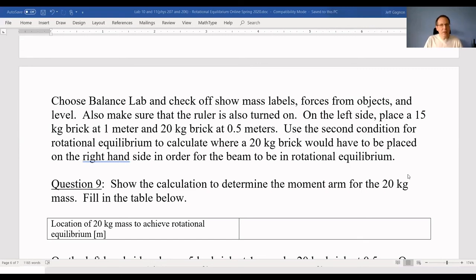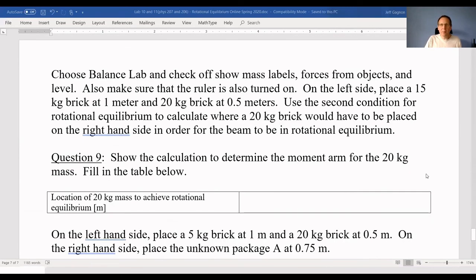Okay, so again, question 9 was make sure you show me that calculation using the sum of the torques equals 0 to determine the moment arm for the 20 kilogram mass, such that when you place it there, it's completely balanced. And then you should check it. You should actually put it on there and make sure that it actually balances in the simulation, right? But this one, you're going to actually calculate, show me the calculation, like how you got that particular value.